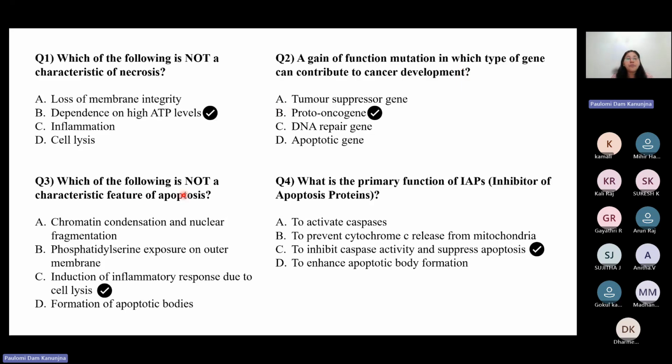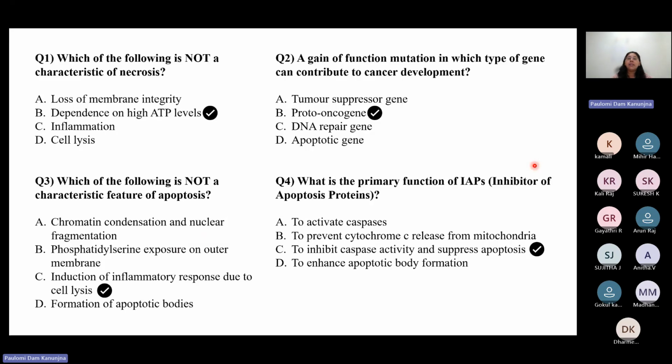Which of these is not a characteristic feature of apoptosis? Because I just mentioned it, the induction of inflammatory response is for necrosis. Apoptosis does not have inflammation because apoptosis marks cells for phagocytosis. Basically, macrophages ingest them. And lastly, what is the primary function of IAP, which is the inhibitors of apoptosis proteins?